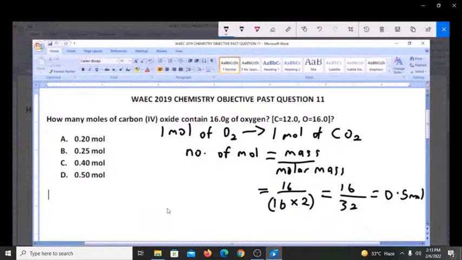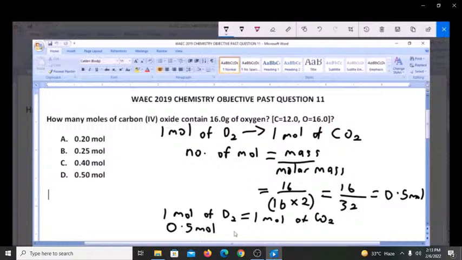Now remember, we established the fact that 1 mole of oxygen is contained in 1 mole of carbon dioxide. So 0.5 mole of oxygen is contained in how many moles of carbon dioxide?